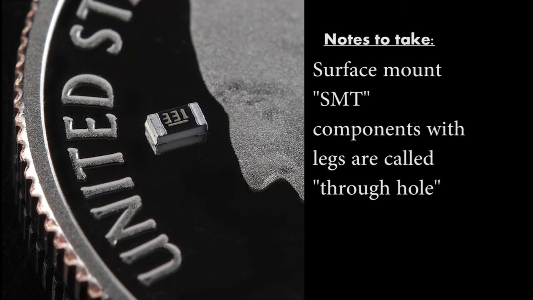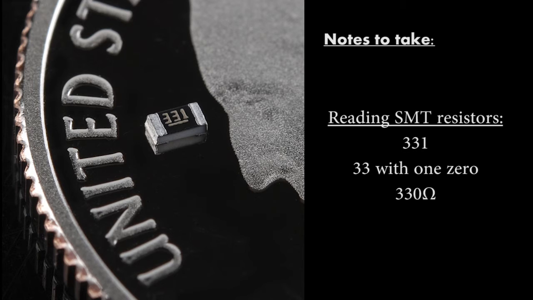And you'll find that there are surface mount capacitors and surface mount transistors, and all those different surface mount components all kind of look the same. They're all just tiny, tiny little rectangles, and they're really hard to work on by hand.